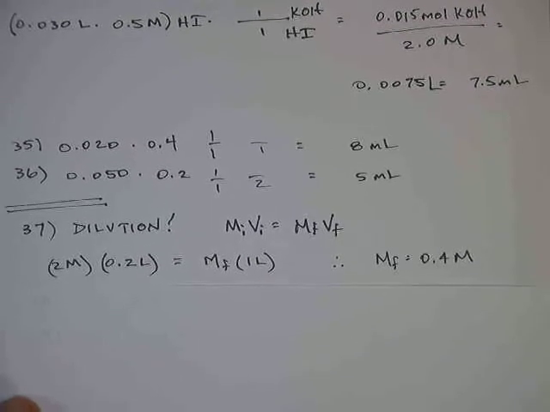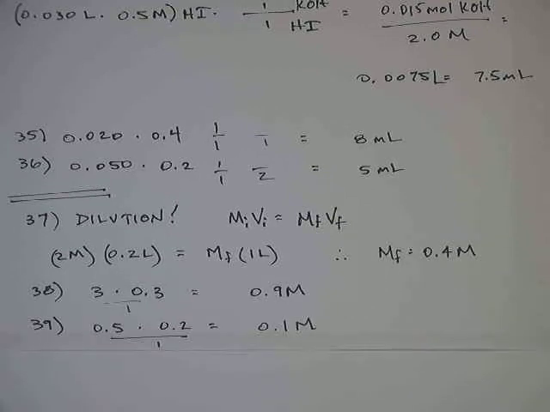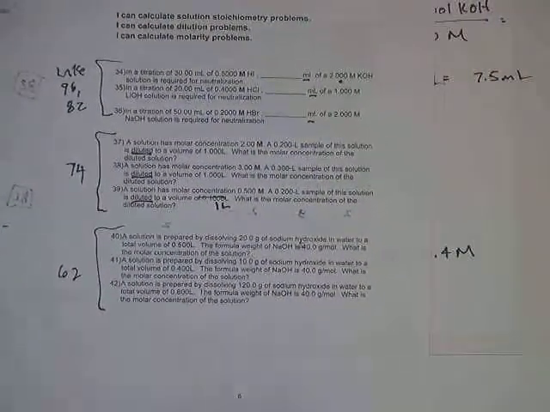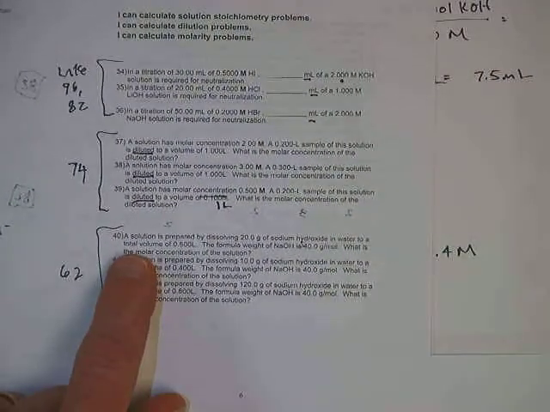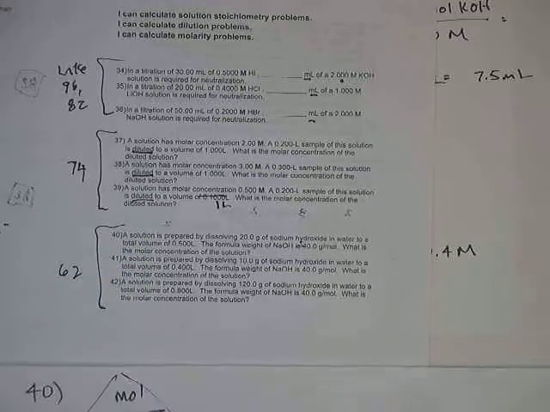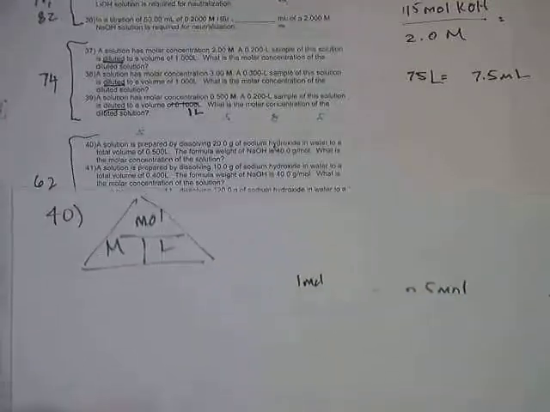And in the first problem, they start with a 2 molar solution, and it's a 0.2 liter sample, and you're going to dilute it to 1 liter. Okay? So M1, 2 molar, 0.2 liter, Vf, 1 liter. So solve for Mf, you get 0.4 molar. The next 2 problems are exactly the same, and so I just did the math for you here, and that's 38, 39.